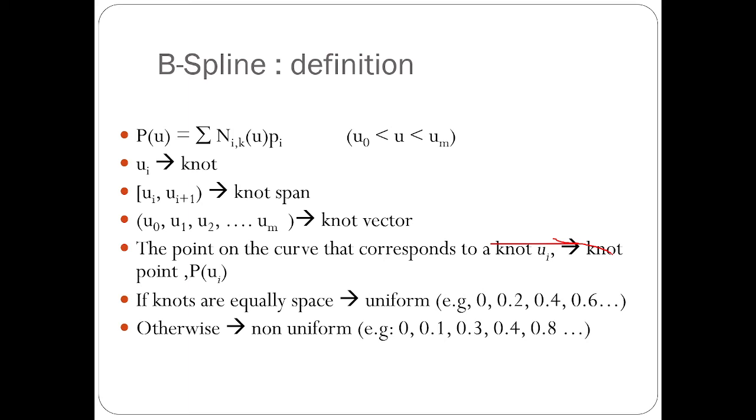ui comma u2 and so on up to um make up the knot vector. These are all called knot vectors. ui is the knot, ui comma ui plus 1 is the span, and u0 to um is the knot vector. The point on the curve that corresponds to a knot ui is the knot point, P of ui. If knots are equally spaced, it is uniform, like 0, 0.2, 0.4, 0.6, 0.8 and so on. Otherwise it is non-uniform, like 0, 0.1, 0.3, 0.4, 0.8 and so on.